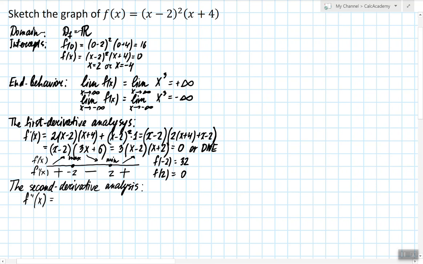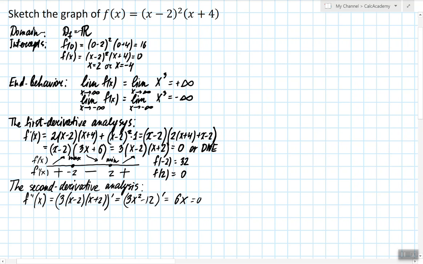The second derivative is basically the derivative of the first derivative, and it seems like it is easier to differentiate the derivative if it's written like this. So we have 3(x minus 2)(x plus 2), so we're looking for the derivative of that. And if I distribute everything and write it in standard form, then I end up with this. So the derivative of this is simply 6x.